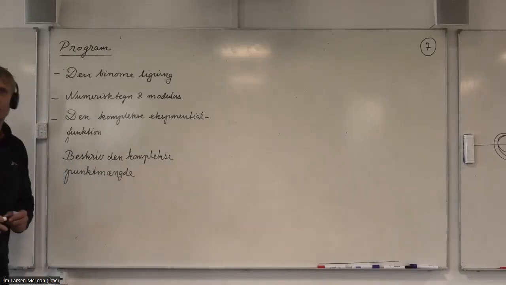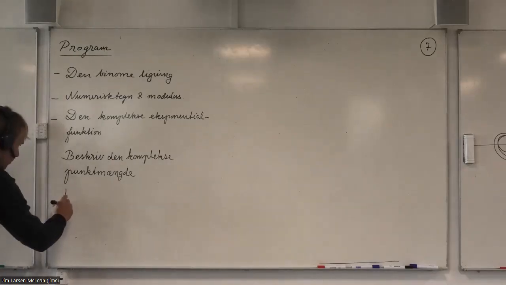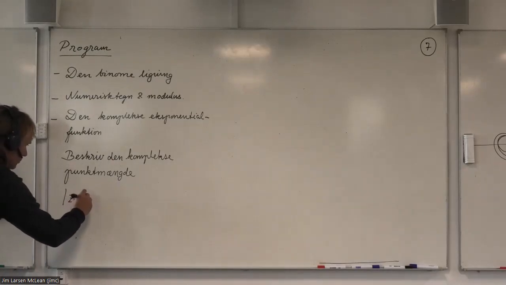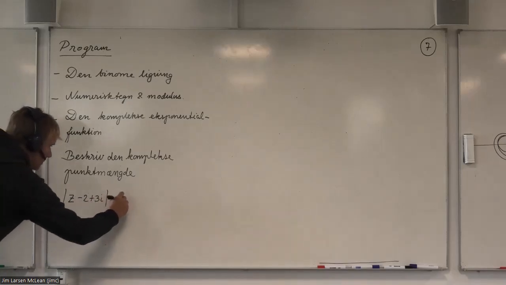Maybe of course that's something we can figure out. Actually, it's not hard, because here comes the task. The modulus of z minus (−2 plus 3i) should be equal to 3.